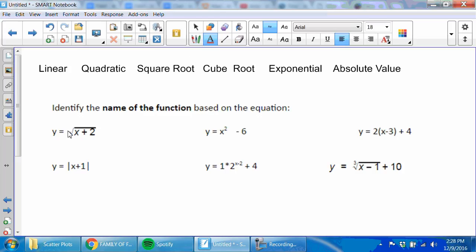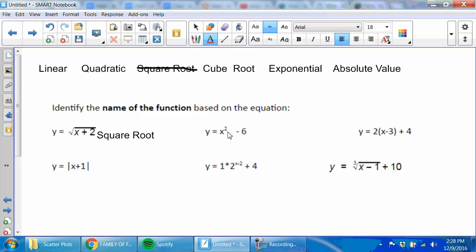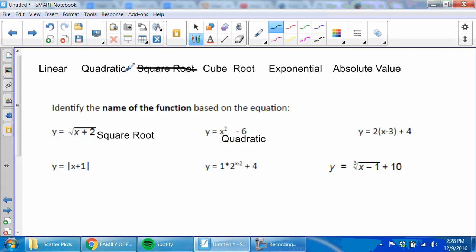The first one, if it's got this little check mark and goes over top and does not have a 3 in it, this one would be square root. The second one, if it's squared, okay, it's not square root, anything to the second power, we call this a quadratic. This one will be considered quadratic.